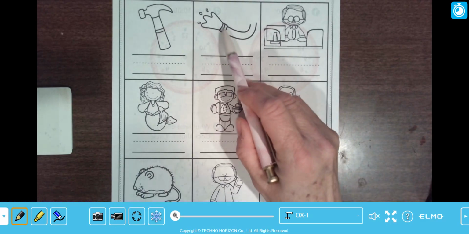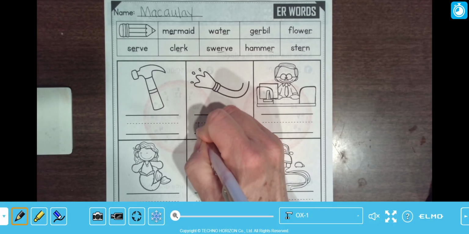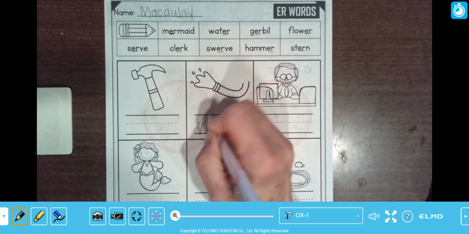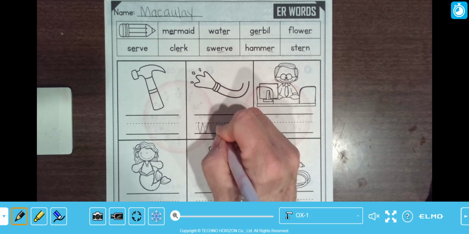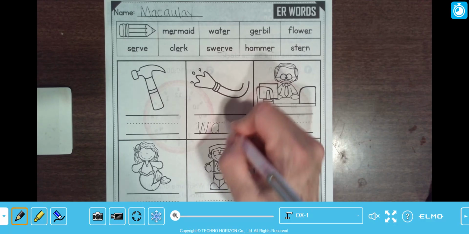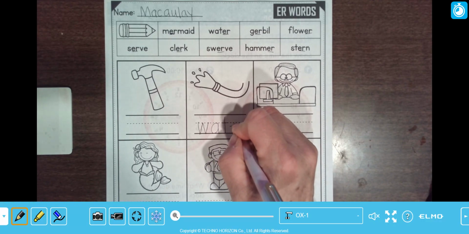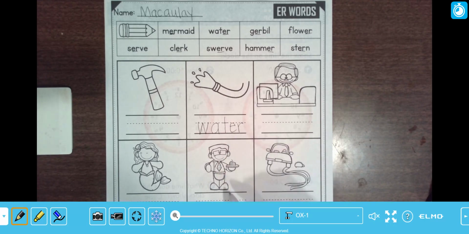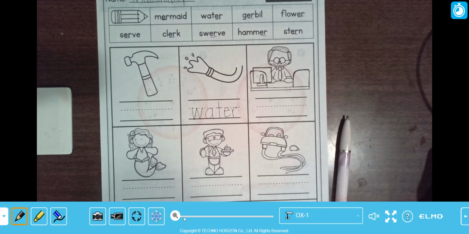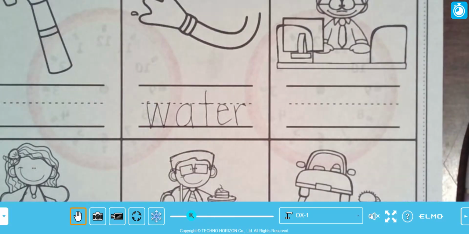And I think this is it. There's the water coming out of the hose. So let's write it down. W. So that's small. And then A is also a small letter. T is a tall letter. And then the ER are small letters. So W, A, T, water. And while you're writing it down, I'm going to give you a sentence with the word water.